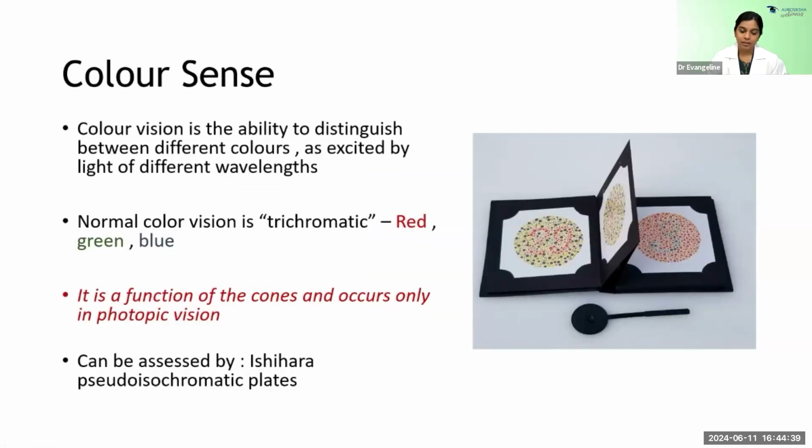Color sense. Color vision is the ability to distinguish between different colors as excited by light of different wavelengths. Normal color vision is trichromatic: red, green, and blue. It is a function of the cones and occurs only in photopic vision, that is, in bright light. It can be assessed by a simple test using the Ishihara pseudo-isochromatic plates.